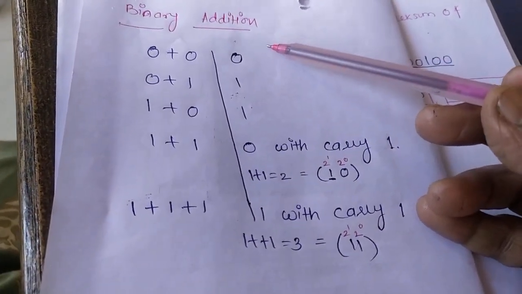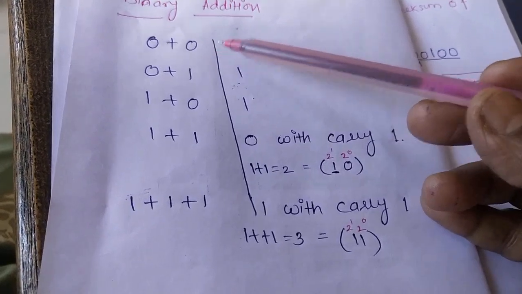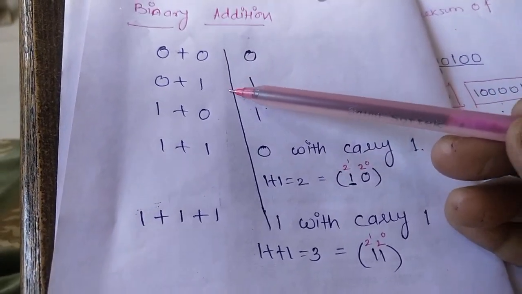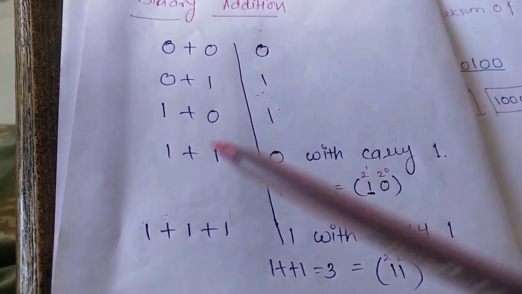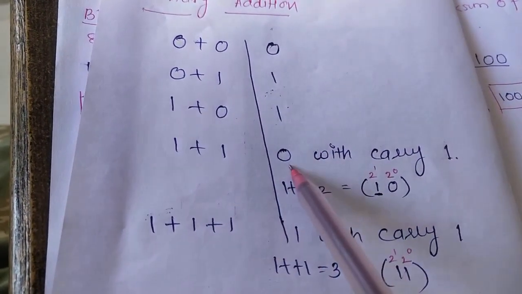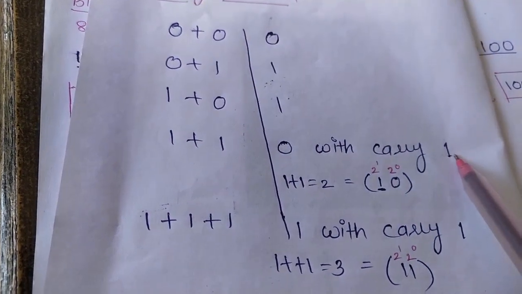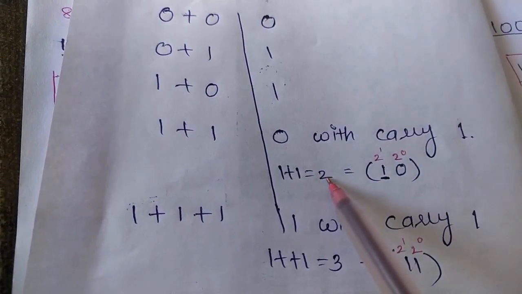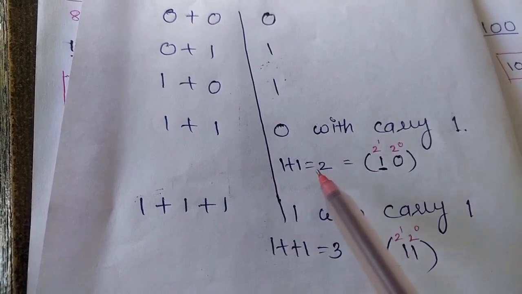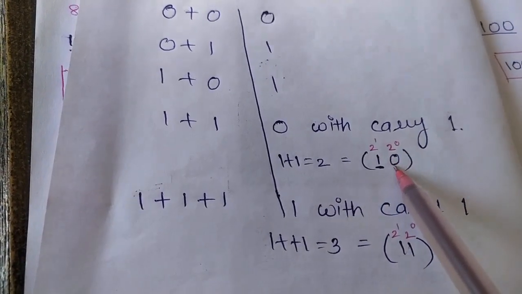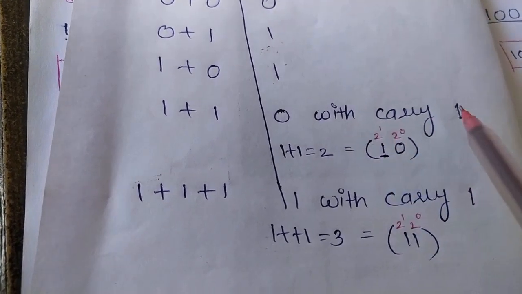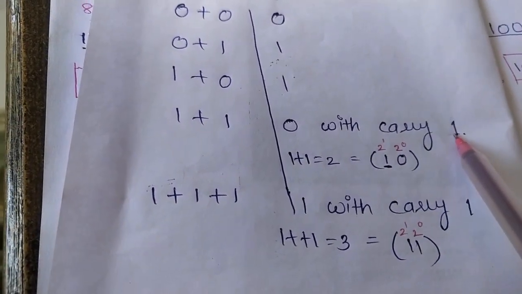In binary addition, 0 plus 0, the result will be 0, 0 plus 1, the result will be 1, 1 plus 0, the result will be 1, 1 plus 1, the result will be 0 with carry 1. How? 1 plus 1 will be decimal 2. Okay. Decimal 2 is represented as 1 0. So here 0 we keep, and 1 will be forwarded as carry.